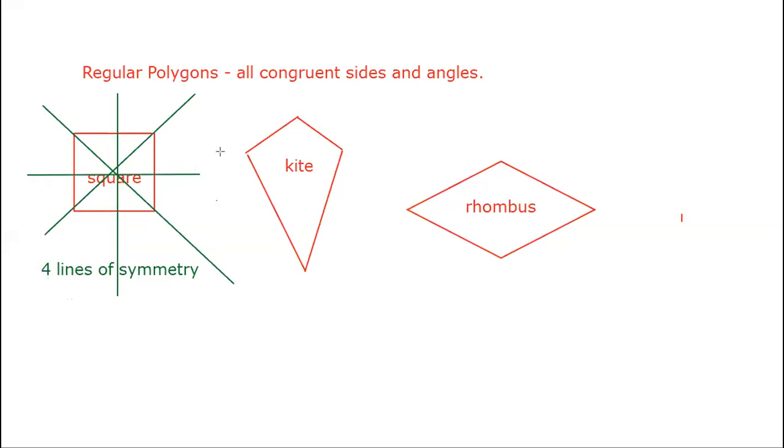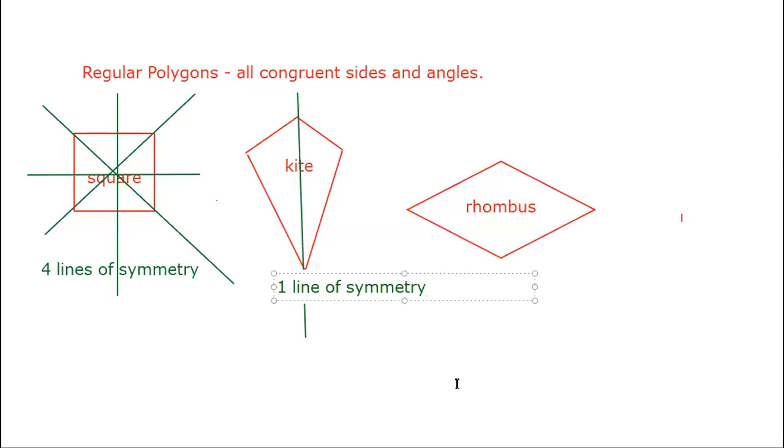The kite. Could you fold the kite this way and have two identical pieces? No. The only way to fold that kite is there. Now it's important to know a kite is not a regular polygon. Not a regular, because all congruent sides and angles are not equal in a kite. Okay, so no. One line of symmetry in a kite.